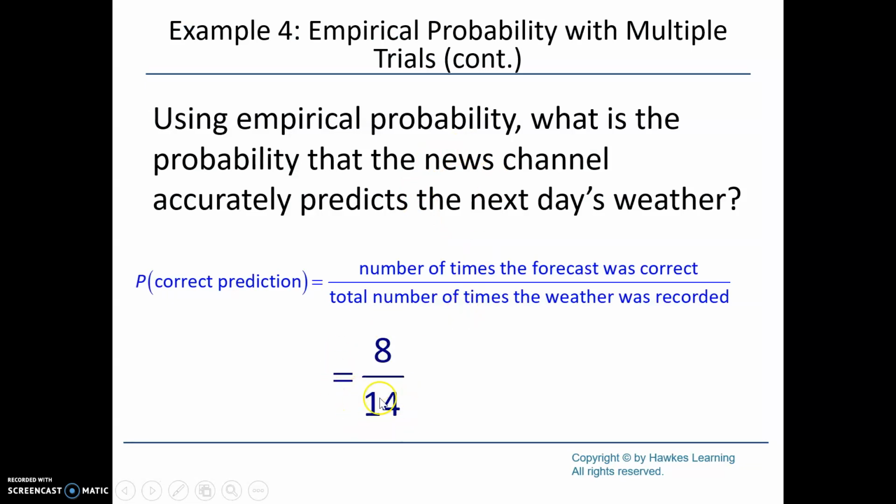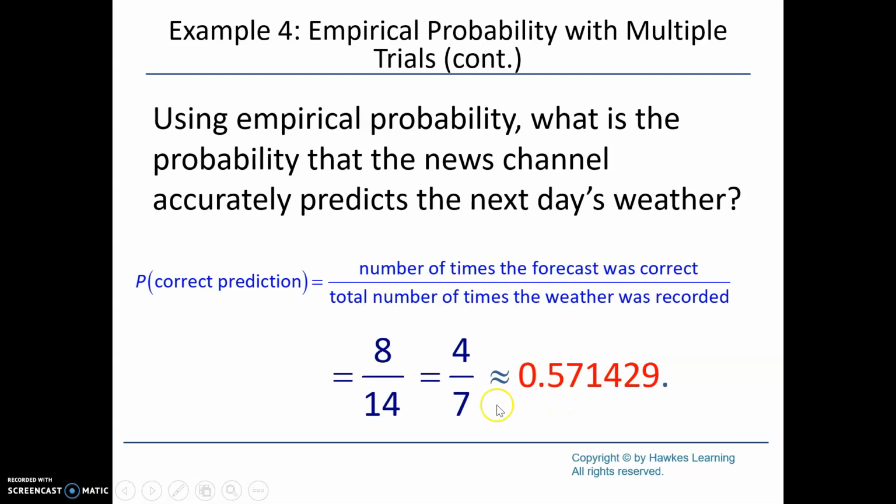So looking back, she recorded for 14 days, because remember they said 2 weeks. And out of those 14 days, out of those 2 weeks, 8 times the forecast was correct, which reduces down to 4/7, which reduces down to 0.5714, and so on. So it was pretty close. It was about a 50-50. It was a little over 50-50 chance that they were correct.